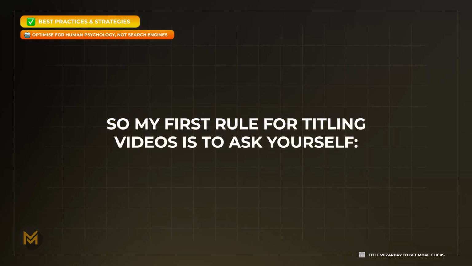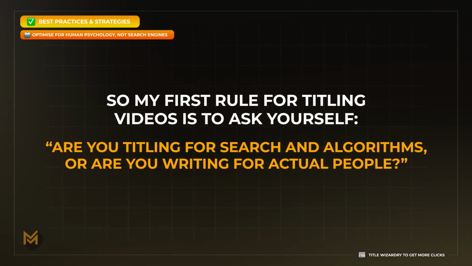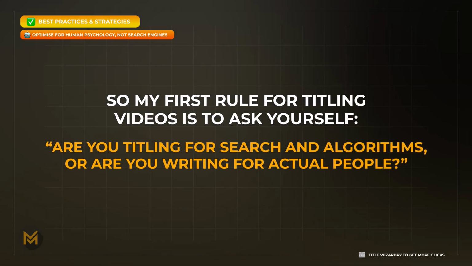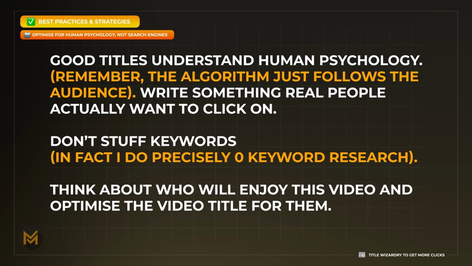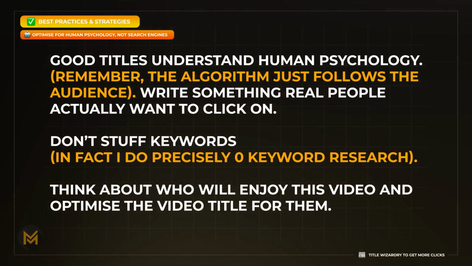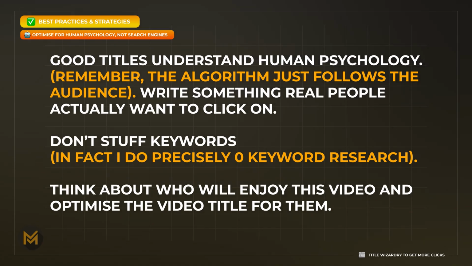So my first rule for titling videos is to ask yourself, are you titling for search and algorithms, or are you writing for actual people? Good titles understand human psychology. Remember, the algorithm just follows the audience. Write something real people actually want to click on. Don't stuff keywords. In fact, I do precisely zero keyword research. Think about who will enjoy this video and optimize the title for them.